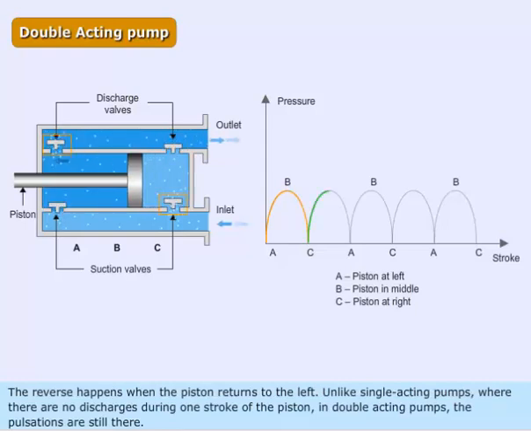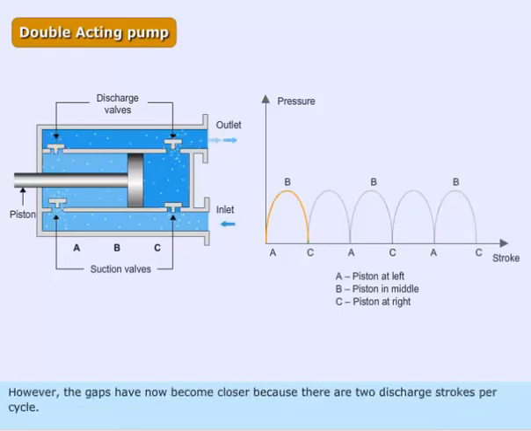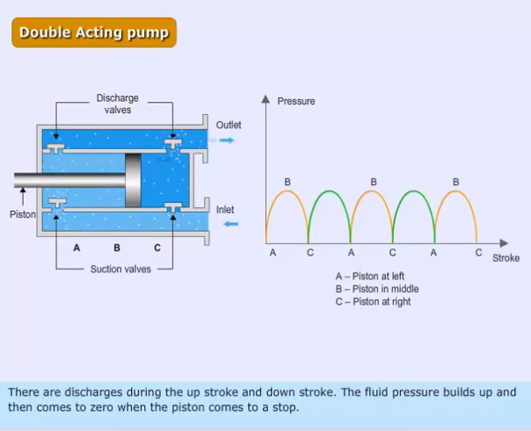Unlike single-acting pumps, where there are no discharges during one stroke of the piston, in double-acting pumps the pulsations are still there. However, the gaps have now become closer because there are two discharge strokes per cycle. There are discharges during the upstroke and downstroke. The fluid pressure builds up and then comes to zero when the piston comes to a stop.